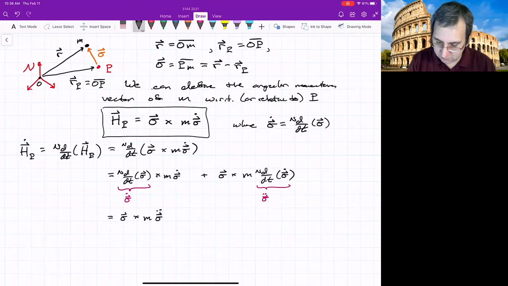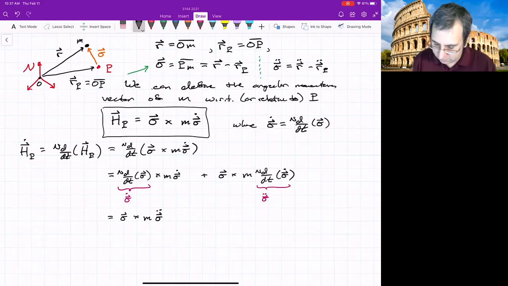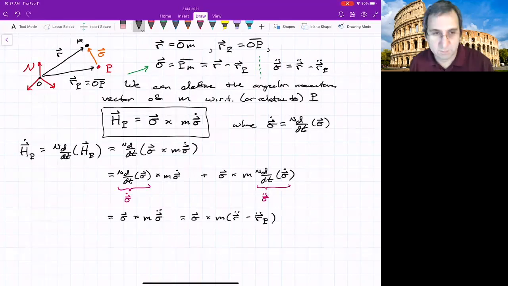But what was sigma? Look up here, right? This is at the top how we define sigma, and we could take two derivatives of that. So sigma double dot equals r double dot minus r sub p double dot. So this is sigma cross M times (r double dot minus r_p double dot). This is where the motion of P enters. It's really just the acceleration of P that matters.